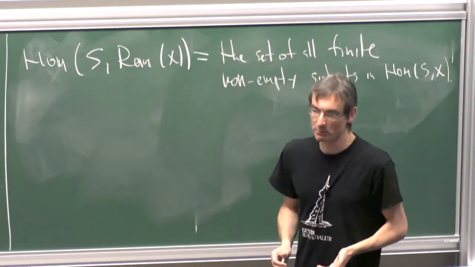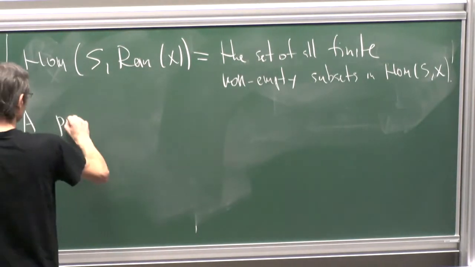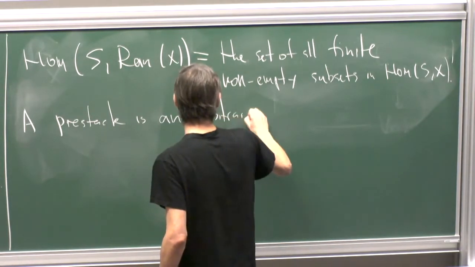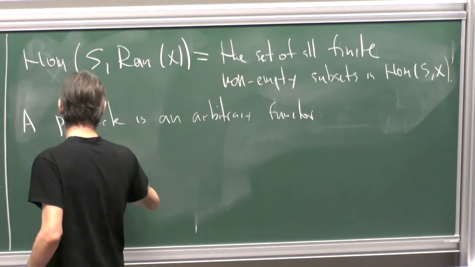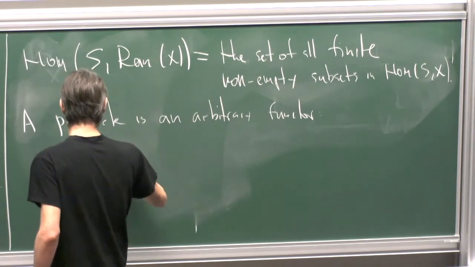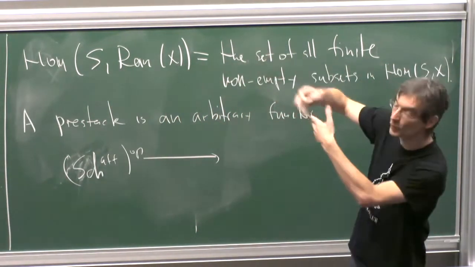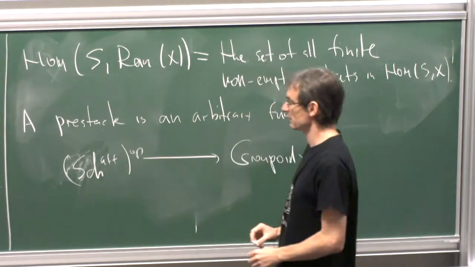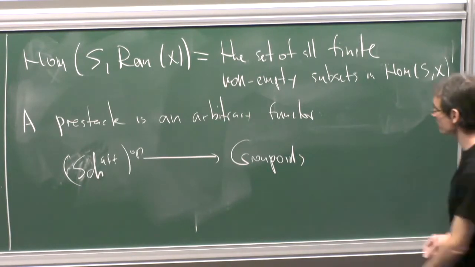It's what we call a pre-stack. So by definition, a pre-stack is an arbitrary functor from, let's say, affine schemes to sets. Well, I want it more general, because I also want to incorporate Bun-G, so to groupoids, of which sets are a particular case. In some places a pre-stack has to satisfy a condition, but here, none. Just completely general.